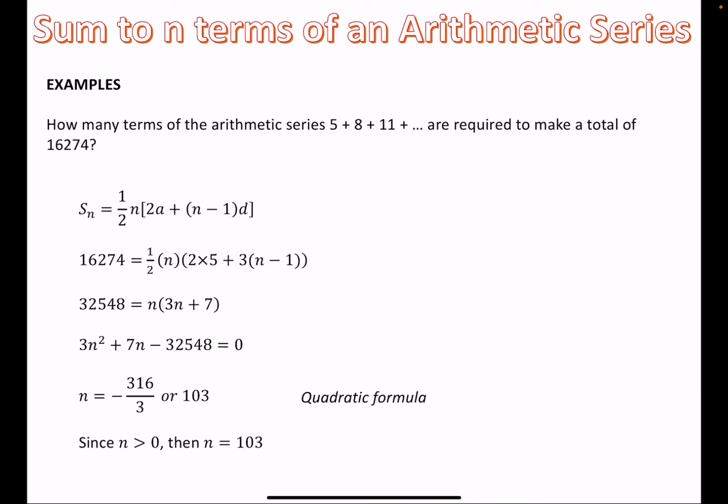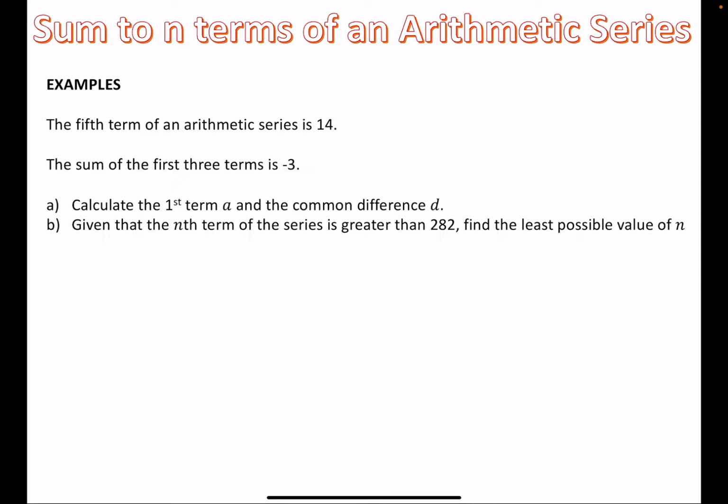So as I say, you could have just taken that and worked out the next 100 terms, and you would see that they would add up to 16,274, but you probably don't want to be doing that in an exam, okay? To be honest, I'm not actually sure you get the marks for that. But so therefore, 103 terms are needed to make the total of 16,274.